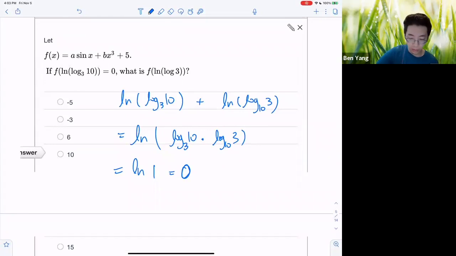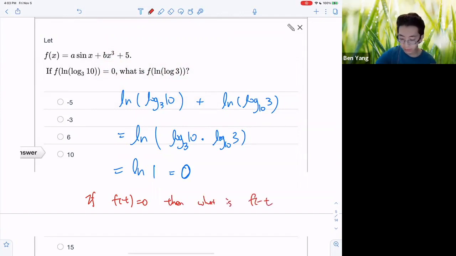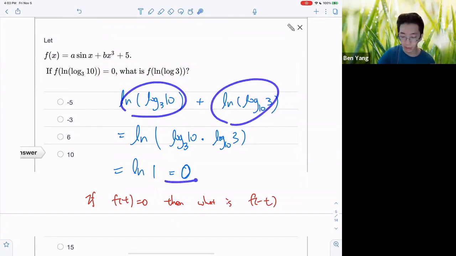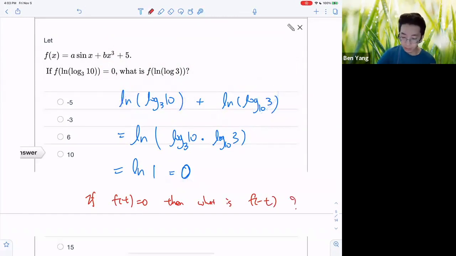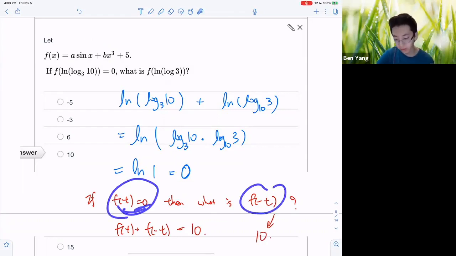Cool. So essentially, the question becomes: if f(t) is equal to 0, then what is f(-t)? The sum of the two inputs is 0. But we see that in f(t) plus f(-t), sine t and sine of negative t cancel out, and t to the power of 3 and negative t to the power of 3 cancel out. So if you take the sum, that's just 10. So the answer here should be 10, right? The sum should be 10. If one of them is 0, then the other must be 10.